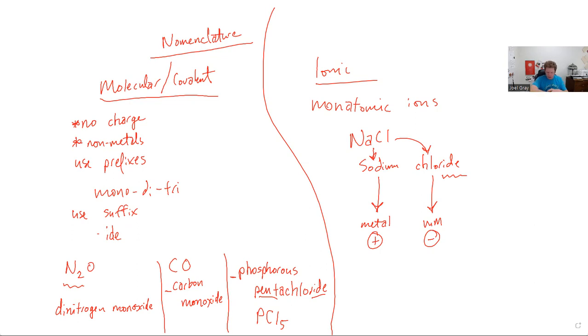You've probably also seen some other examples of that in your life. MgCl2, magnesium chloride. But this is where we're going to stop for our discussion of monatomic ions. We will get into polyatomic ions in the next instance.